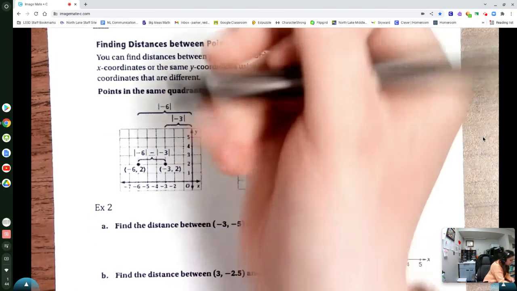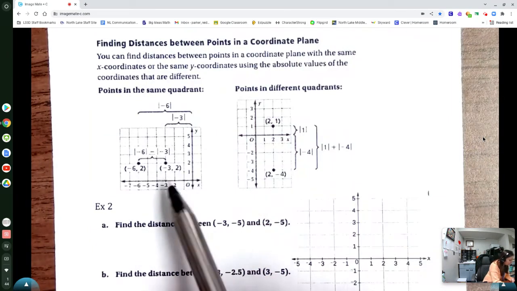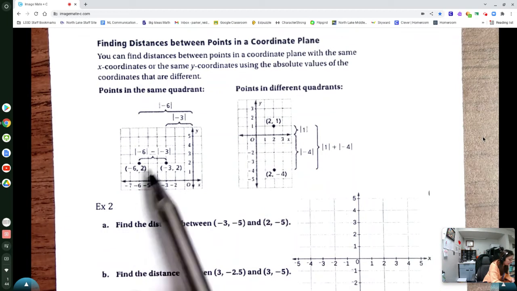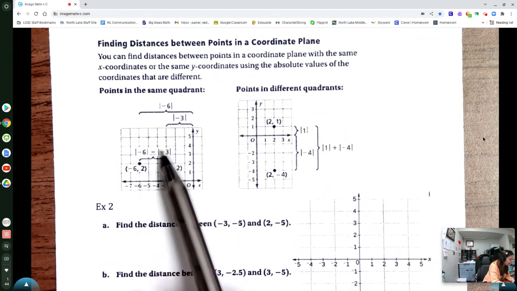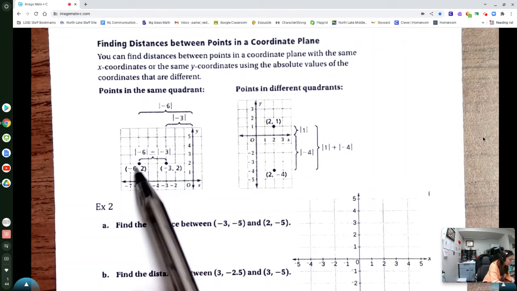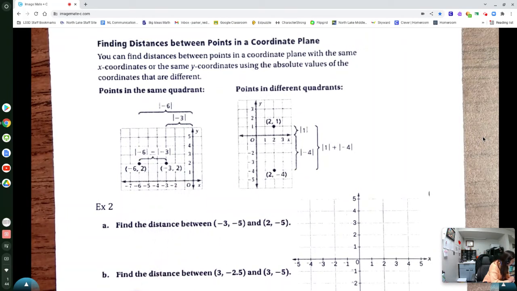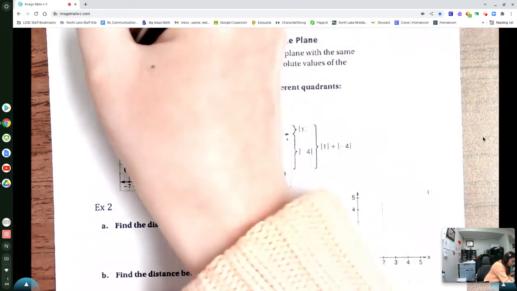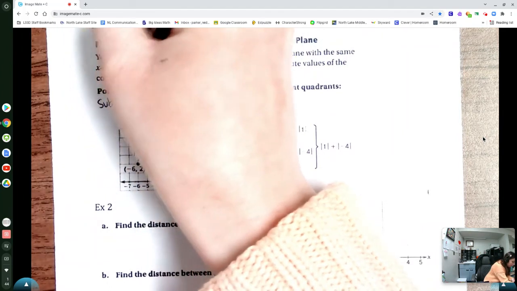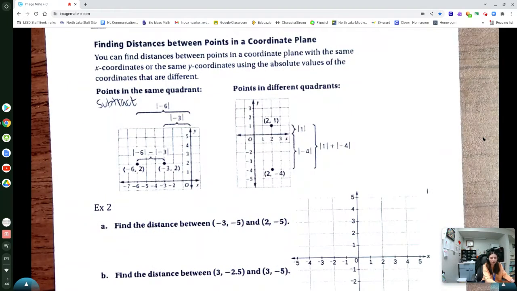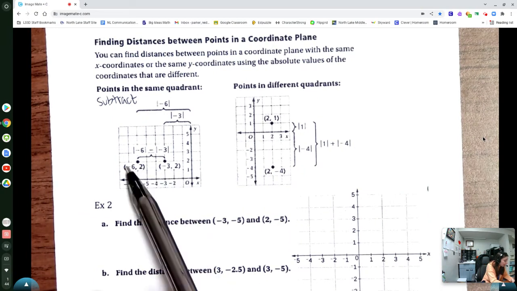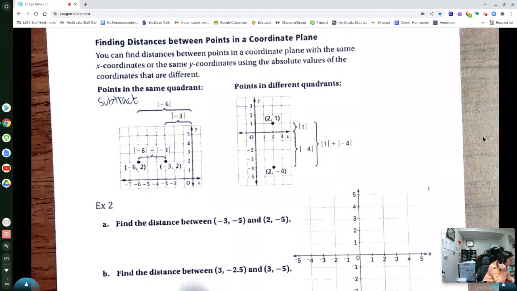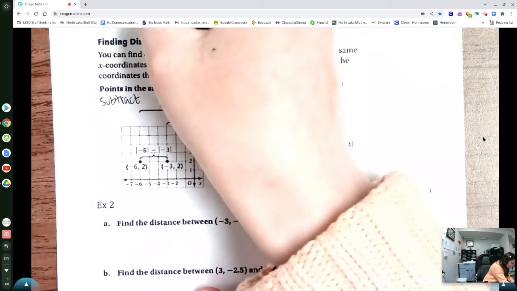So we are going to take the absolute values of the coordinate that is different. So we can see y is the same, x is different. So I'm going to take the absolute values of the ones that are different. So the absolute value of negative 6 and the absolute value of 3. And I am going to subtract these because they are in the same quadrant. So if my points are in the same quadrant, I take the absolute value of the points that are different, their x's are different. So absolute value of 6, absolute value of 3, and I'm going to subtract them.